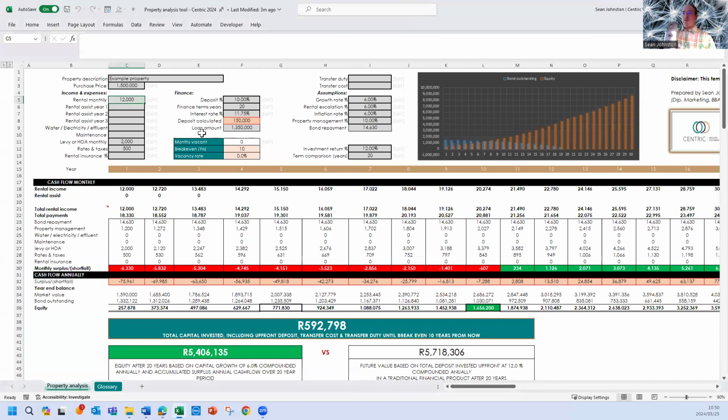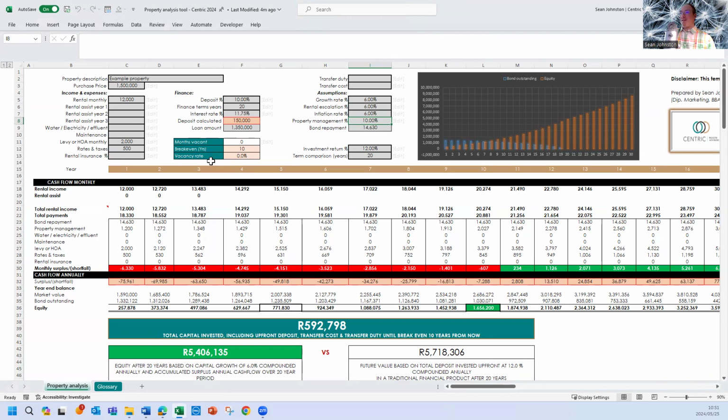This template has really been designed to illustrate the realities of investing in property, the risks that are associated to that, and obviously the different variables one needs to consider when looking at property compared to traditional investments. In other words, unit trusts, endowments, retirement annuities, etc. This template might be quite daunting when you see it for the first time. I do understand that. Investing in property is a very complex thing.